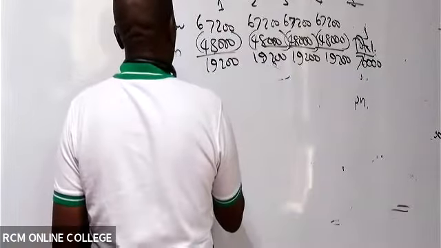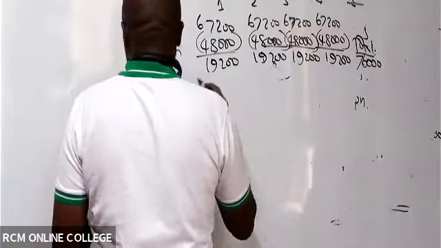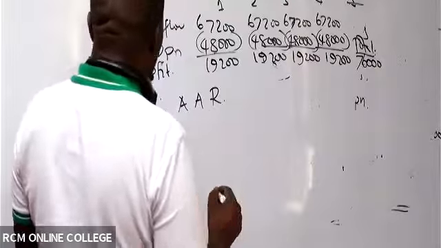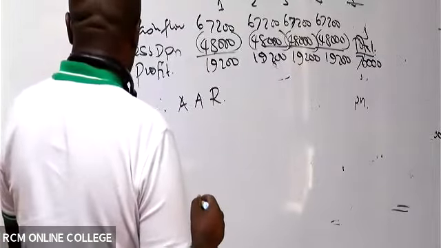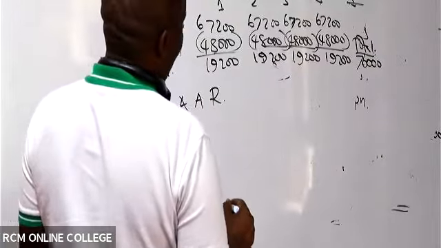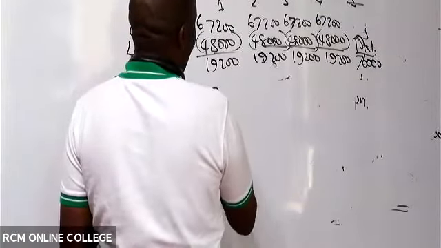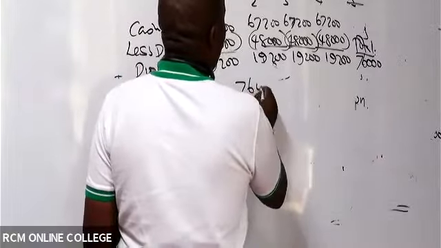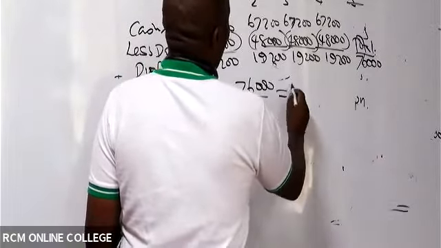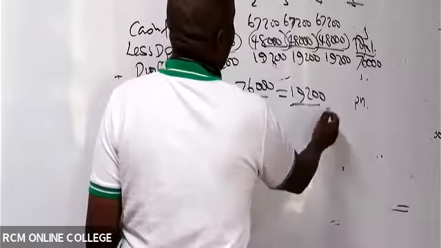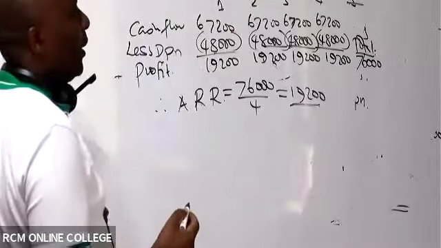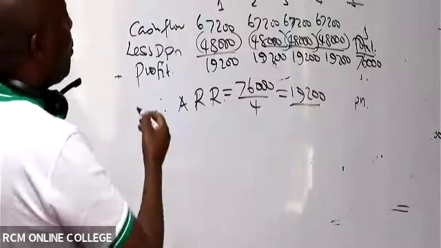Therefore, the accounting rate of return, or average accounting rate of return, ARR. I will take this 76,000 and divide by 4, which gives me 19,200. This is for project X.